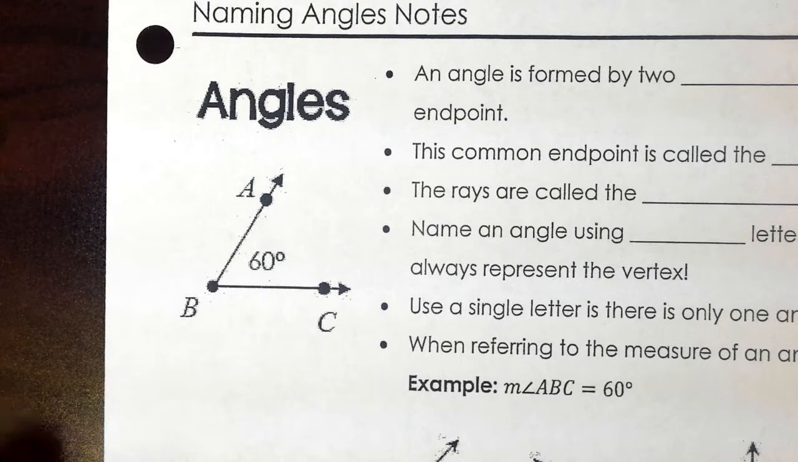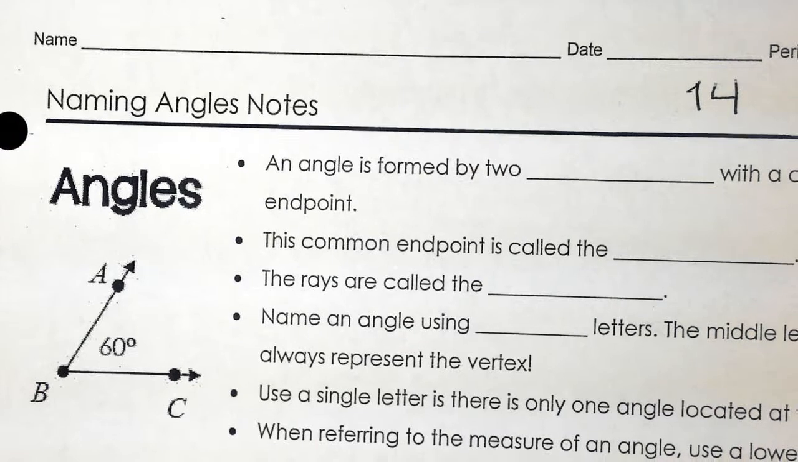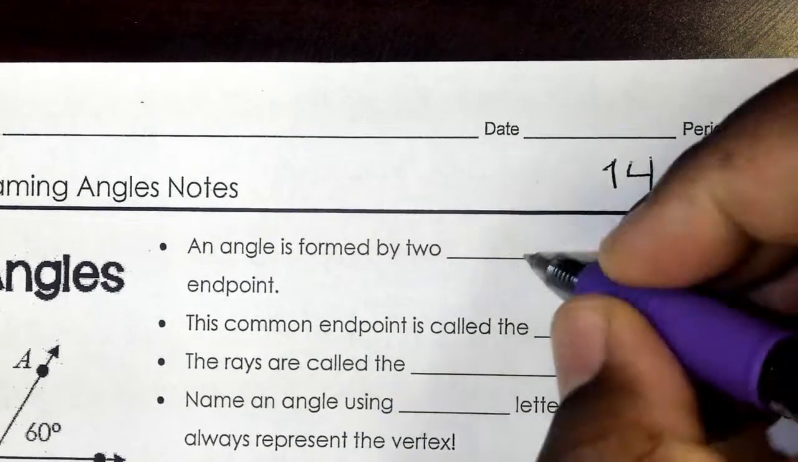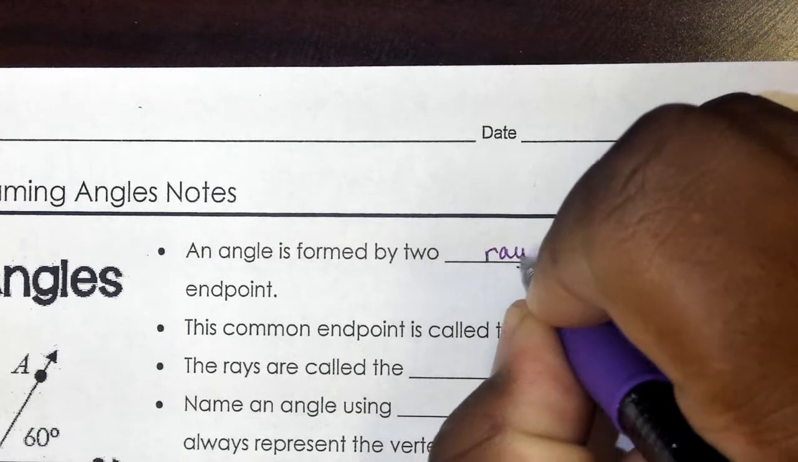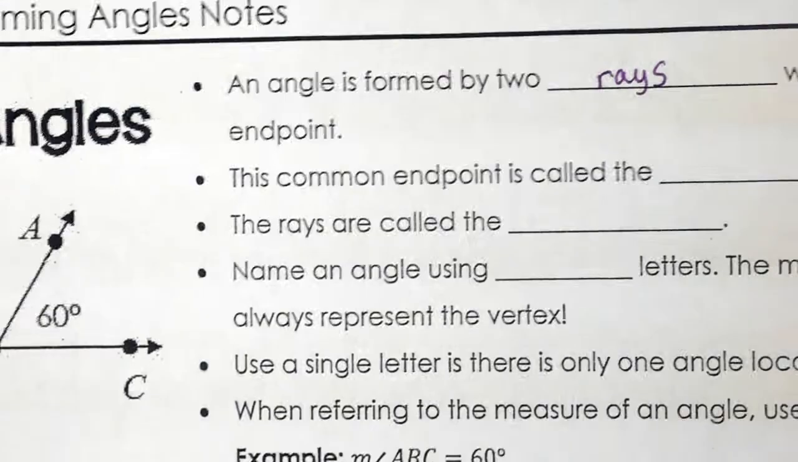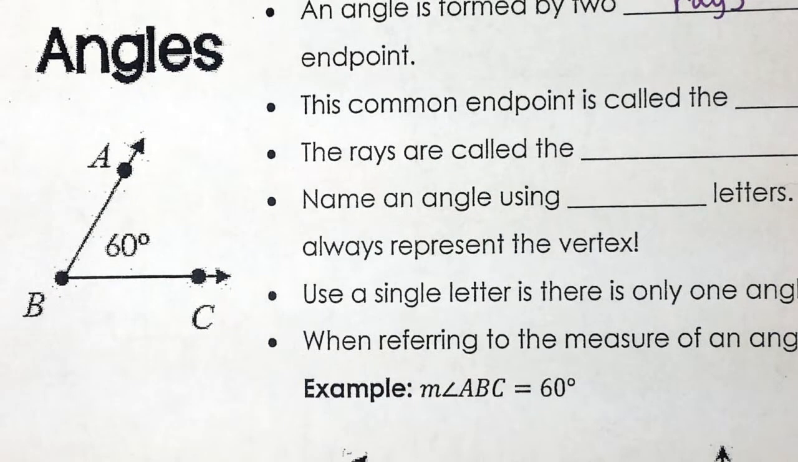Out to the left here is an example of an angle. Based on this example, we're going to talk about stuff over here. An angle is formed by two rays with a common endpoint. If you look over here, this angle is formed by two rays that share a common endpoint.